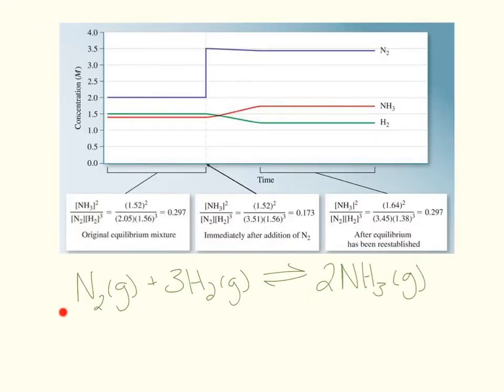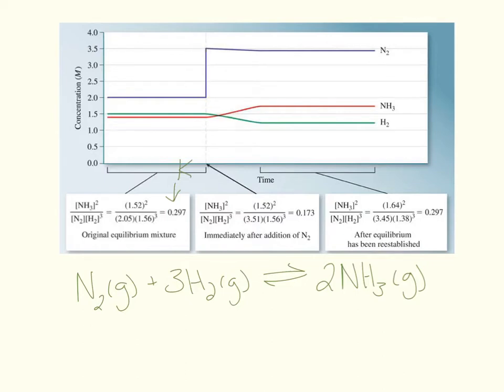So take this equilibrium that I have down here as an example. In the first part of this time lapse that we see along here, we have an original equilibrium mixture, right? So this value that you see right here is equal to K, the equilibrium constant. The K is 0.297 here. So what happens if we add some N2 to our system?